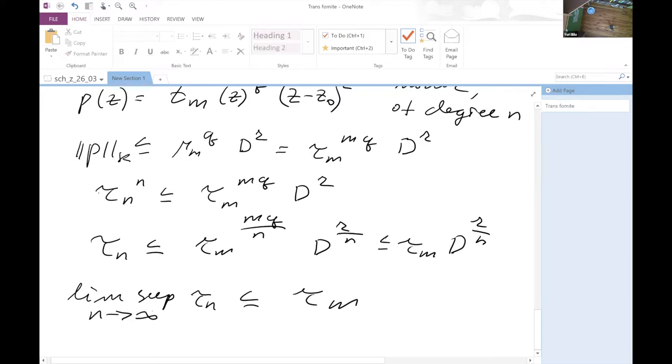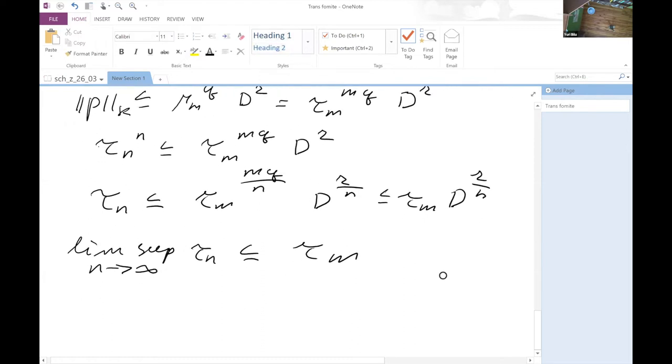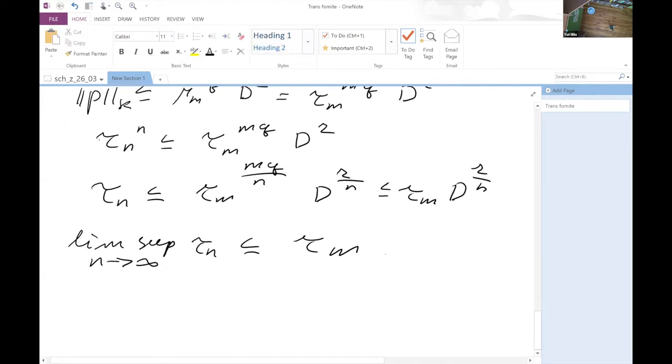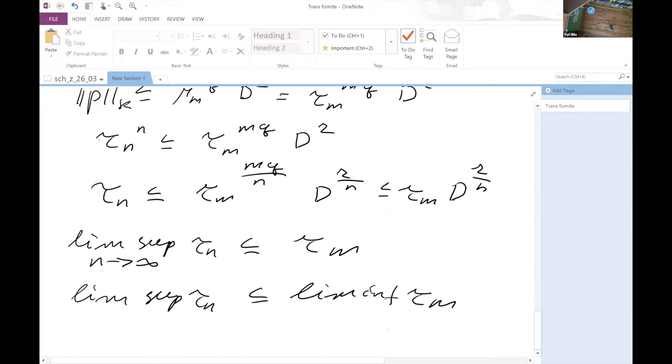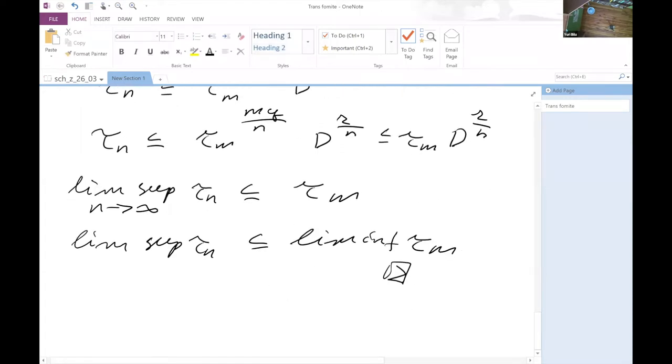And so far, n was varying, m was fixed. And for every fixed m, we showed that lim sup is bounded. And then, well, it's enough because now we just take lim inf on the right. So this proves the claim. So our sequence tau n converges.